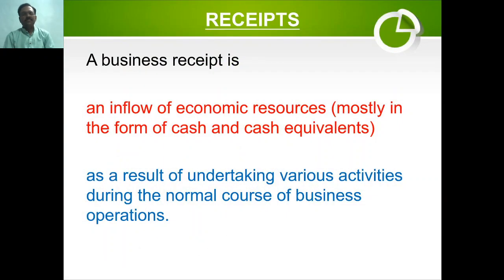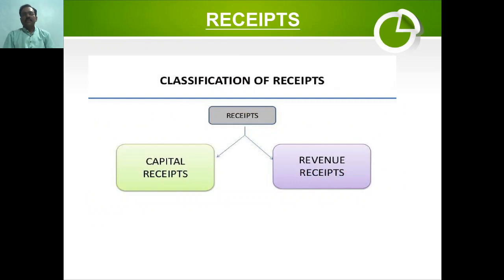What is a receipt? A business receipt is an inflow of economic resources, again mostly in the form of cash and cash equivalents. So it is on account of various activities during the normal course of business operations. Now how do we classify these business receipts? These business receipts are broadly classified into two categories: capital receipts and revenue receipts.